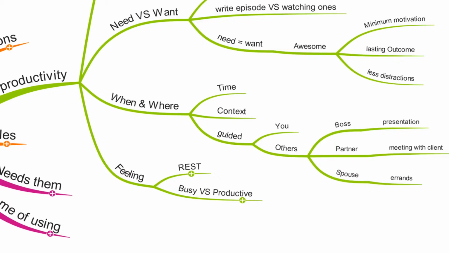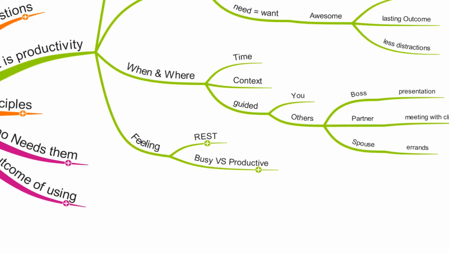Sometimes the when and where get to be decided by others, like your boss deciding a deadline for your presentation, or your partner deciding when and where to meet a client, or your spouse asking for errands in a specific time and context. The fourth element is the feeling.